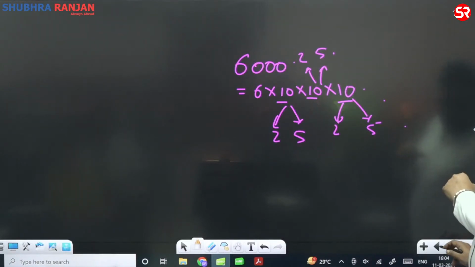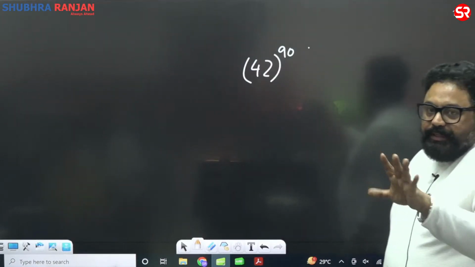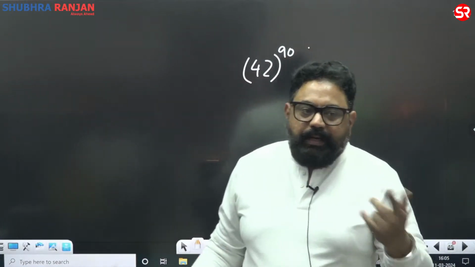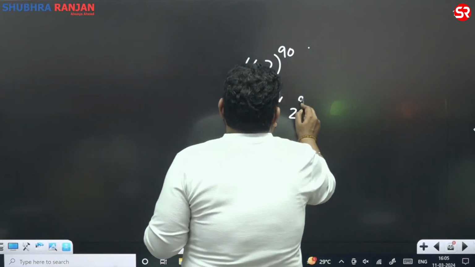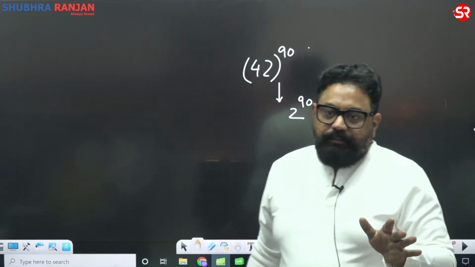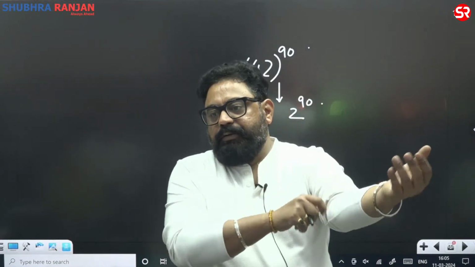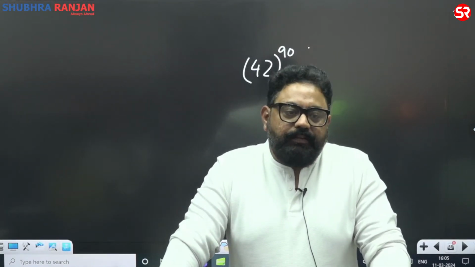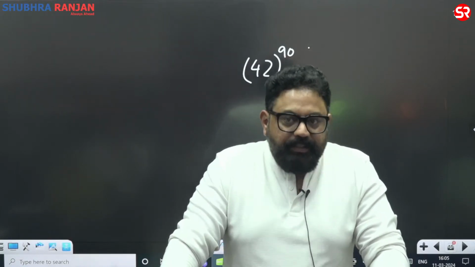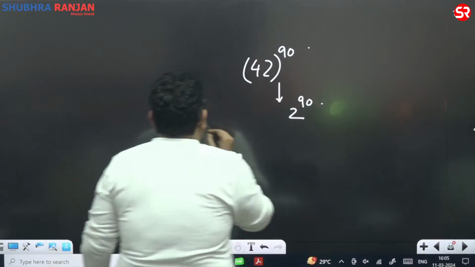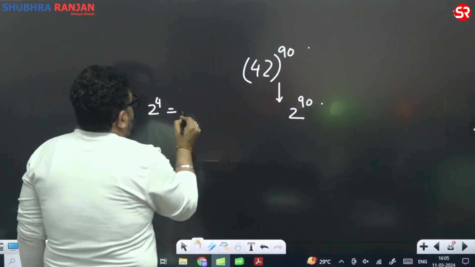So 42 to the power 90. Listen carefully. 42 we don't have to consider at all. We consider it as 2 to the power 90. We don't bother about the 10th place, 100th place. It doesn't matter for us. For us only the unit place matters. Agreed? Now what is 2 twos? 4. 4 twos? 8. 8 twos? 16. Unit digit is 6. Can I write 2 to the power 4 gives me 6 at unit place?